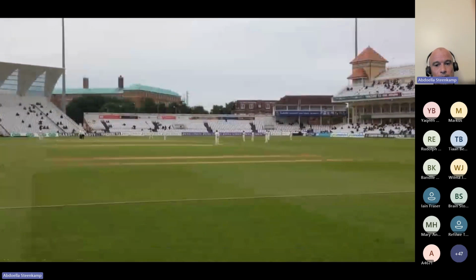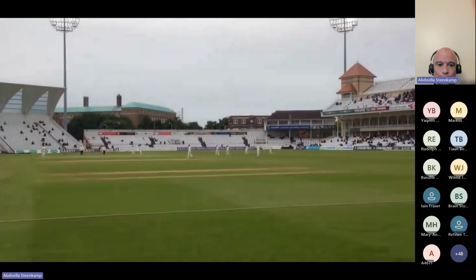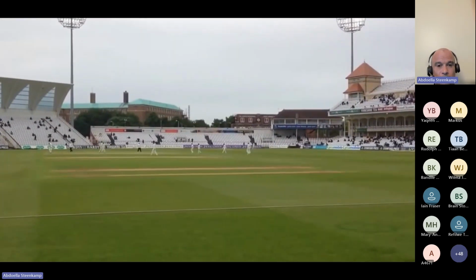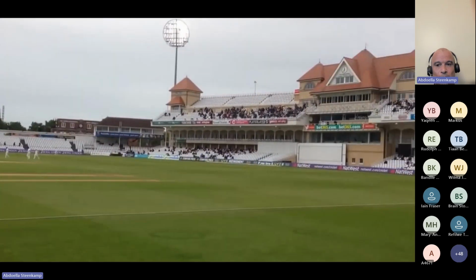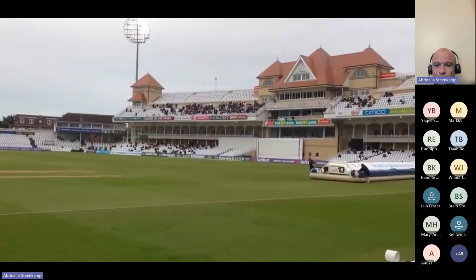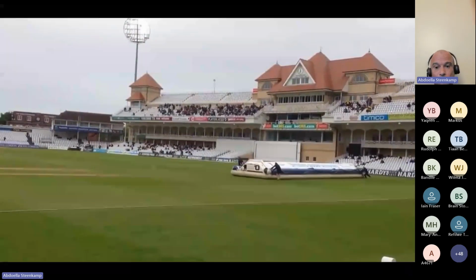This is the scene at Trent Bridge, Nottingham. Second day, game between Nottinghamshire and Durham. The last week started to rain. Special cover is being brought into play and brought to the centre to cover the wicket.